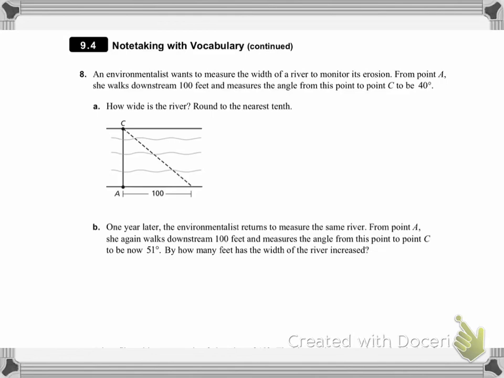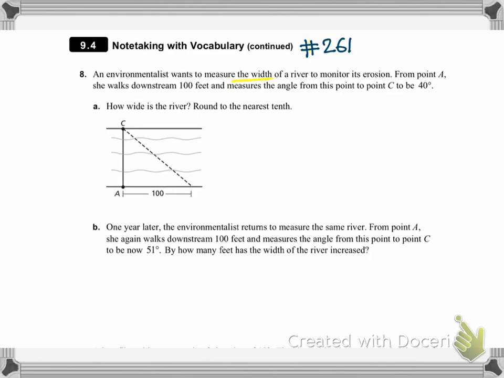Hello geometry class. Today we are going to do the remaining problems 8, 9, 10 from page number 261 of the Big Ideas Math Student Journal, and we're going to start with question number 8. An environmentalist wants to measure the width of a river, so she wants the width of the river to monitor its erosion.